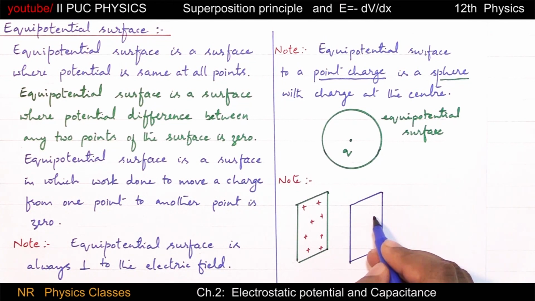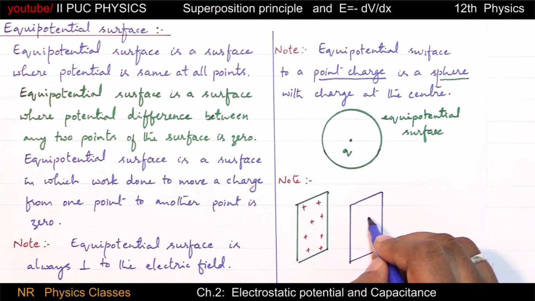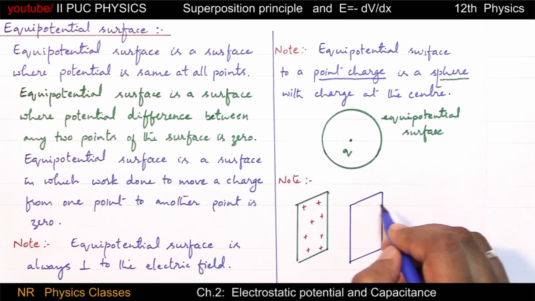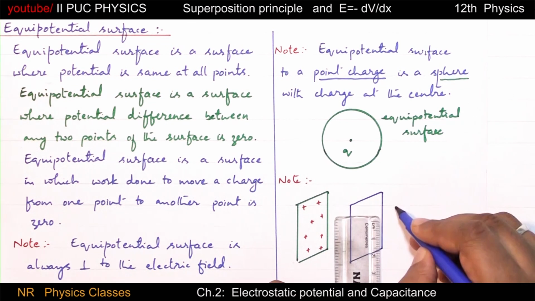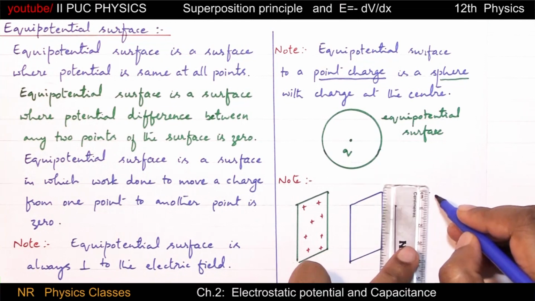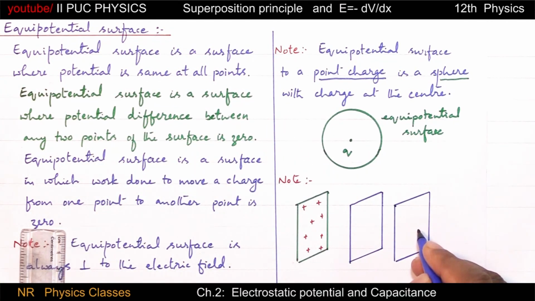So this imaginary plane is an equipotential surface for this charged sheet. Okay, let me construct one more plane parallel to this sheet, that is also an equipotential surface. This is the second equipotential surface. An equipotential surface is always perpendicular to the electric field.